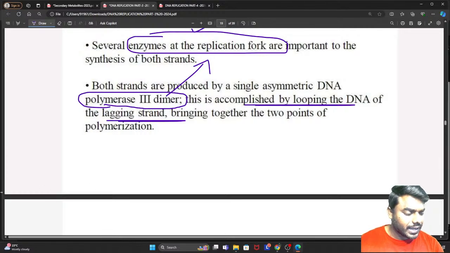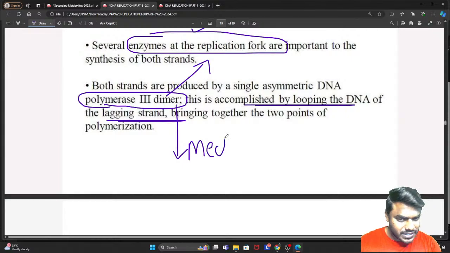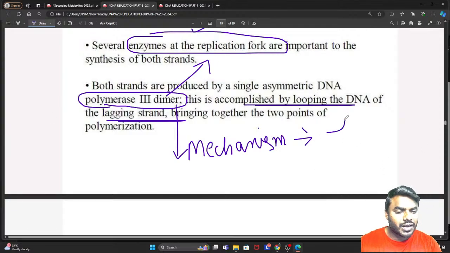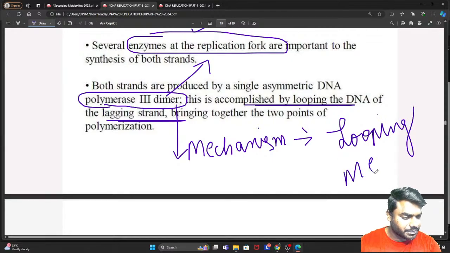Now again, in the SET exam or in the NET exam also, you will get a direct question in the exam. What is the mechanism shown by DNA polymerase 3? This is very important, friends. The mechanism shown by DNA polymerase 3, we generally call the looping mechanism. Never get confused, friends. What exactly is the meaning of a looping mechanism?